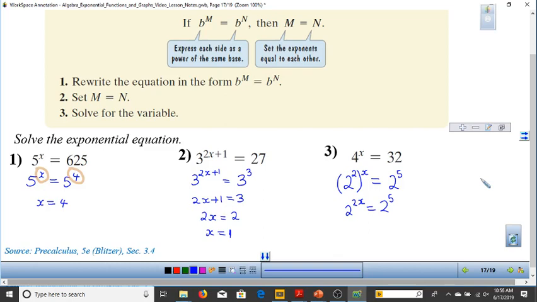Now that we have the same base, we do what? 2x equals 5. Set the exponents equal to each other and solve for x. x is equal to 5 over 2. And if you want to check this, you can check this on the calculator. 4 raised to the 5 halves really means the square root of 4 raised to the power 5. Exponent rules from intermediate algebra. The square root of 4 is 2, and 2 to the 5 is 32. So it does work. Any questions about this?